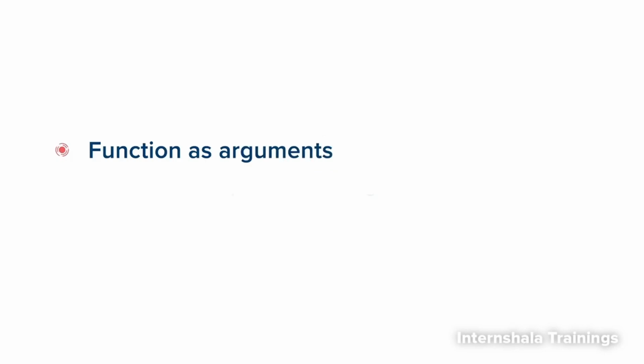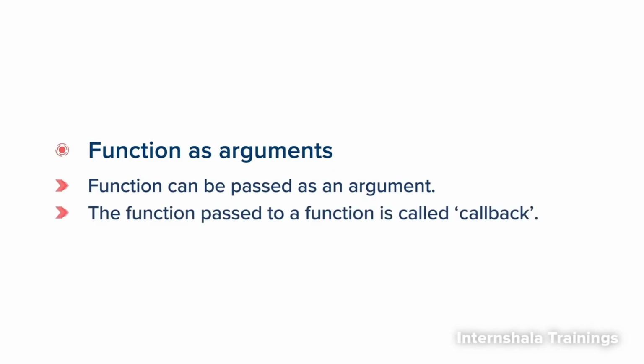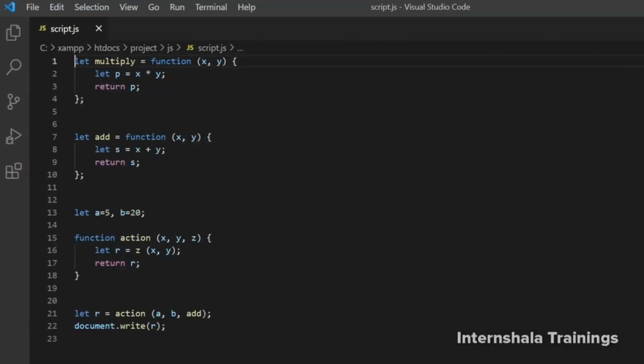As the name suggests, we can also pass functions as an argument, which can be further executed inside a function at some point of time. The function which is passed to a function is called a callback. Let us examine how we can pass a function as an argument using this code. Please take a moment to first analyze this code on your own, and then I will explain it.